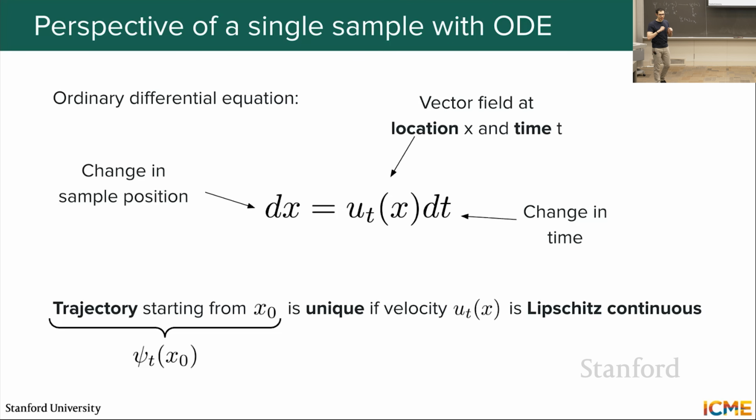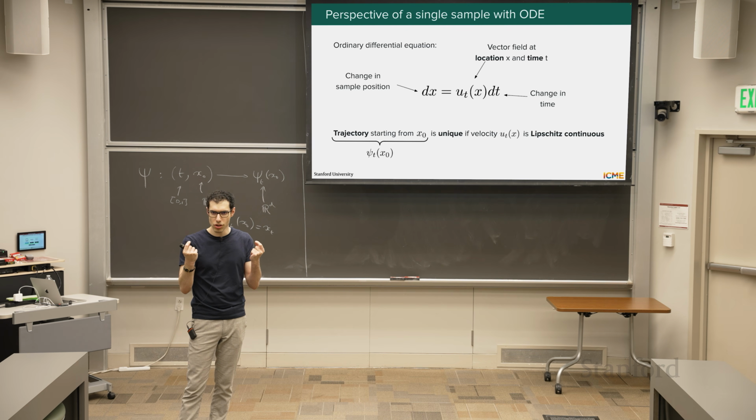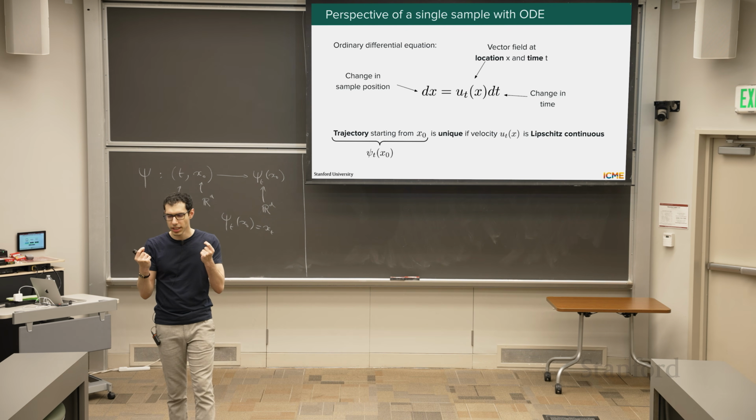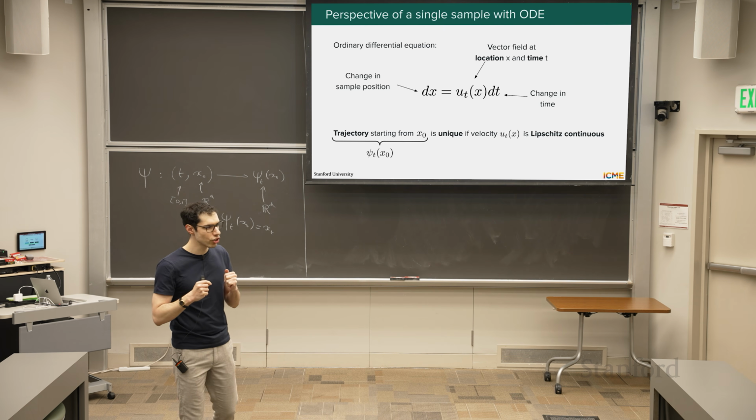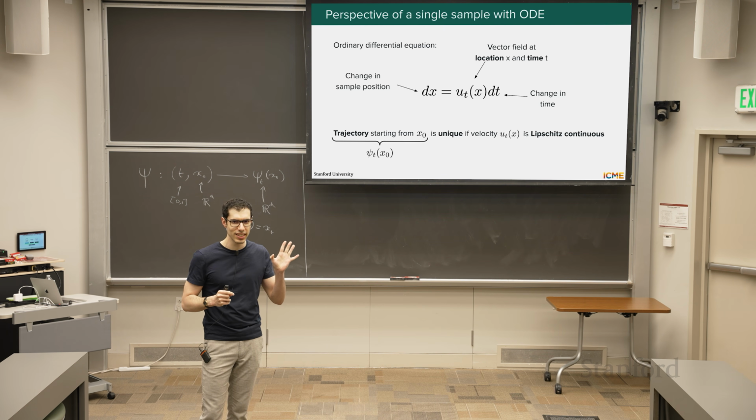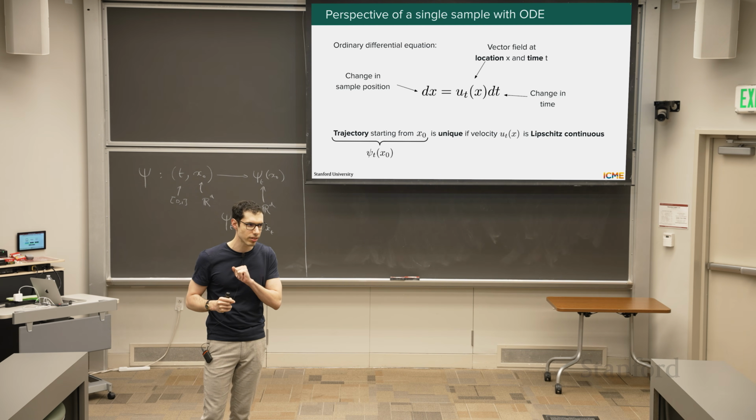And one thing that I want to tell you is that the trajectory, which as a reminder is the whole path that the particle is taking from time t equals 0 to time t equals 1, is actually going to be unique for a given initial condition if there's a special condition on the vector field, which is that the vector field is Lipschitz continuous.